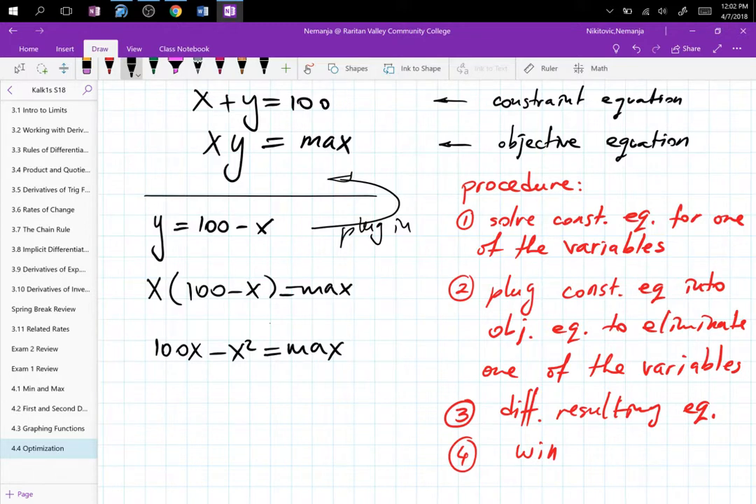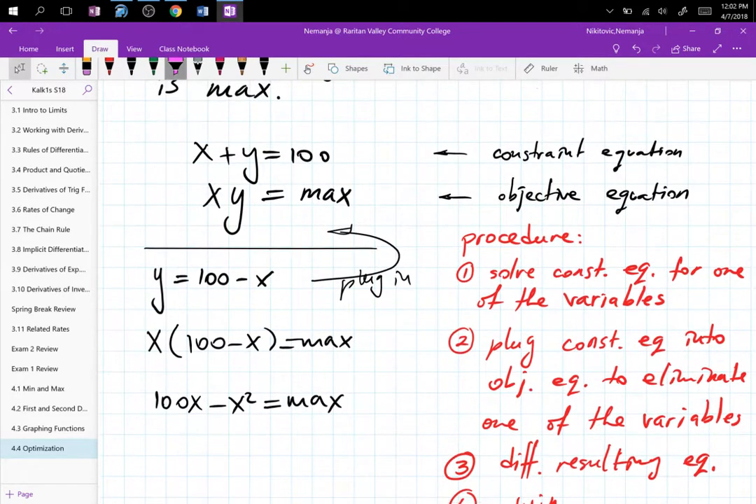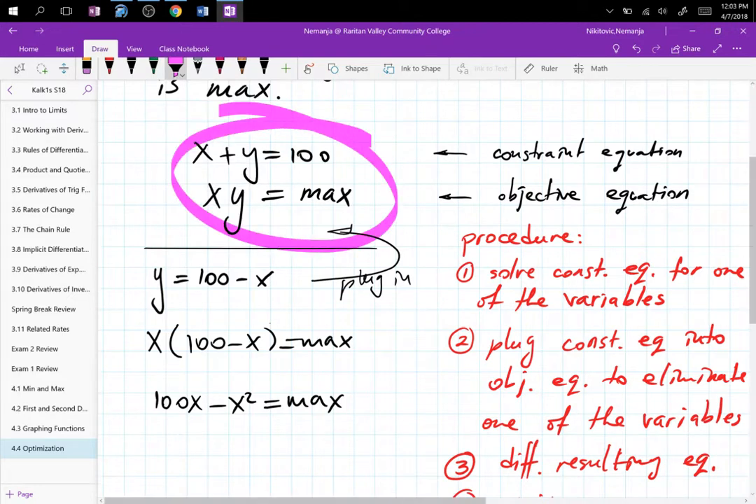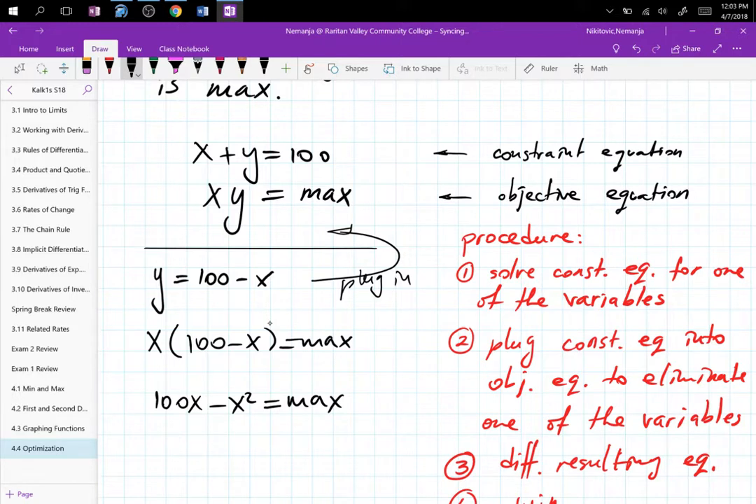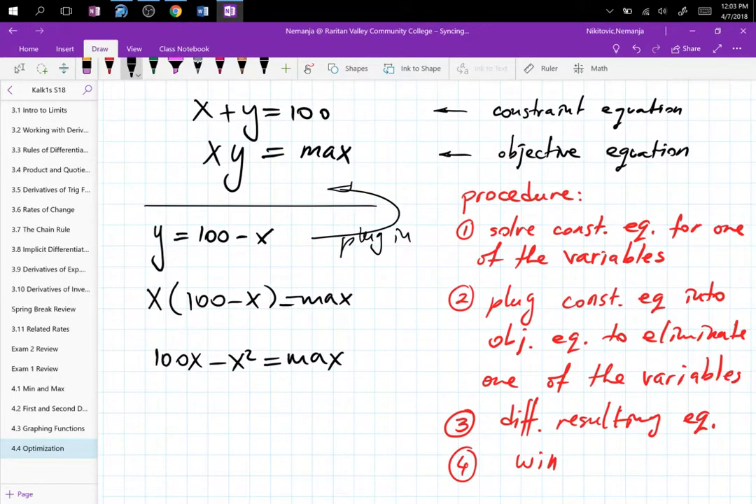This new equation has no y's. Every single problem is like this. If you are able to do this, looking at the text, the rest is really a facepalm if you don't do it, because it's always going to be the same. Solve for one of the variables in a constraint equation. Plug that into the objective equation to kill one of the variables. And now you have this.